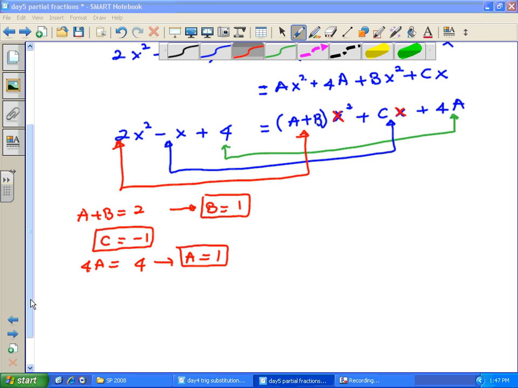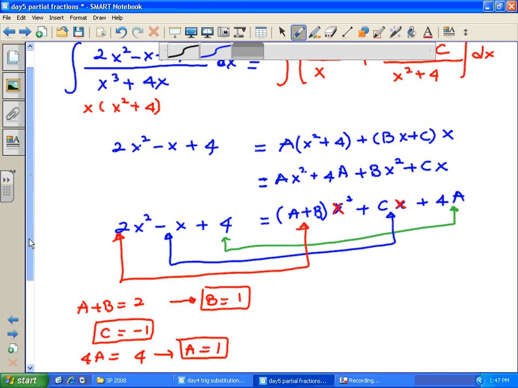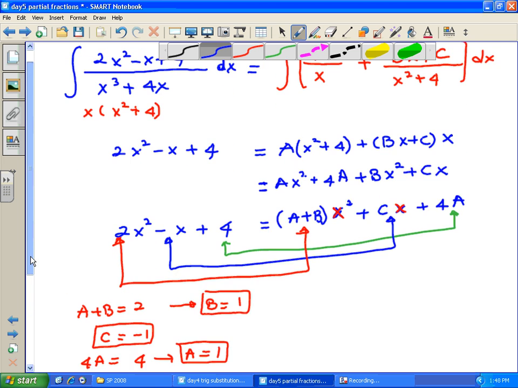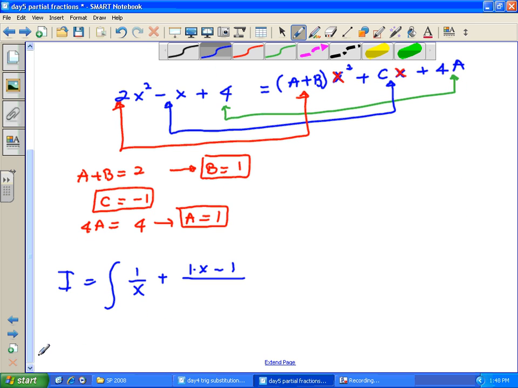In this case, let's put everything back together. On the top, we had a over x. So our original integral was a over x, which is basically 1 over x. And then bx plus c, that's 1 bx plus c, divided by x squared plus 4 on the bottom. So this is what we need to integrate now. And I need your suggestions. For the first one, the integral of 1 over x, ln of the absolute value of x, correct?